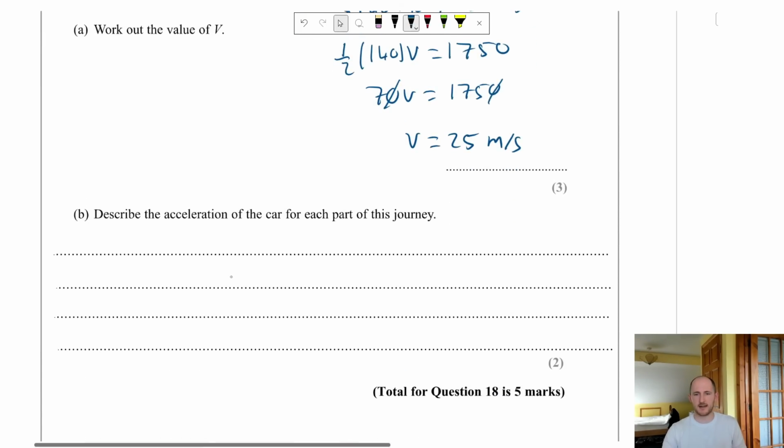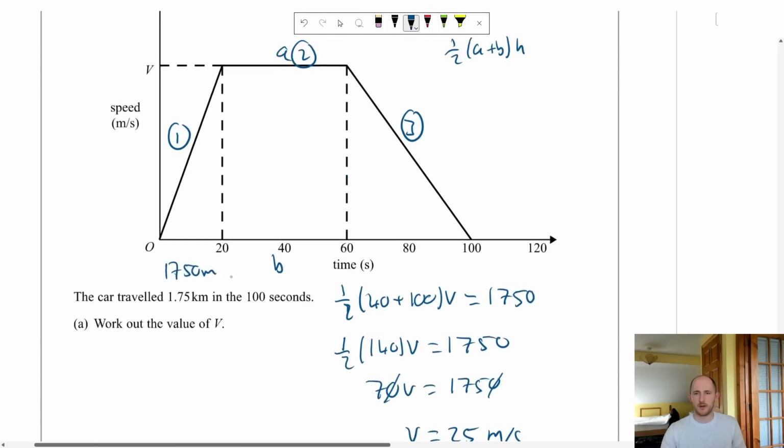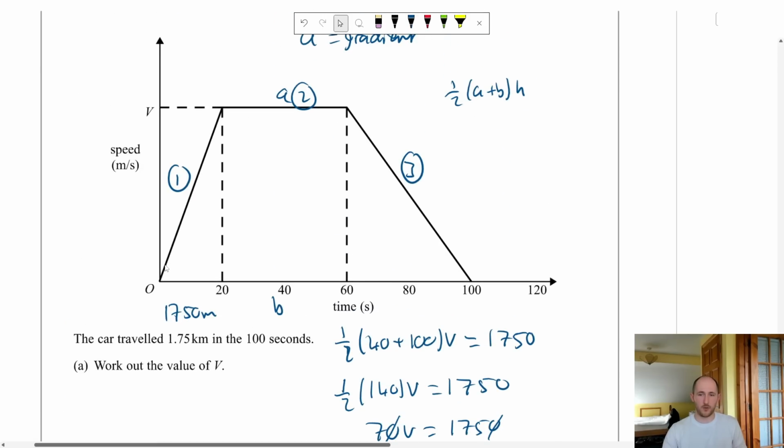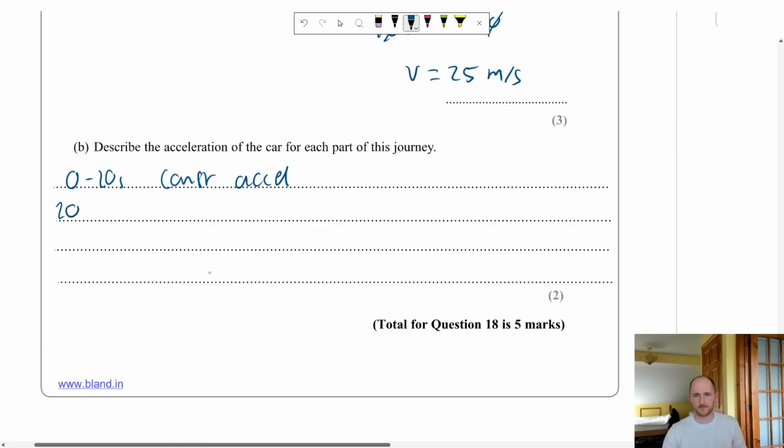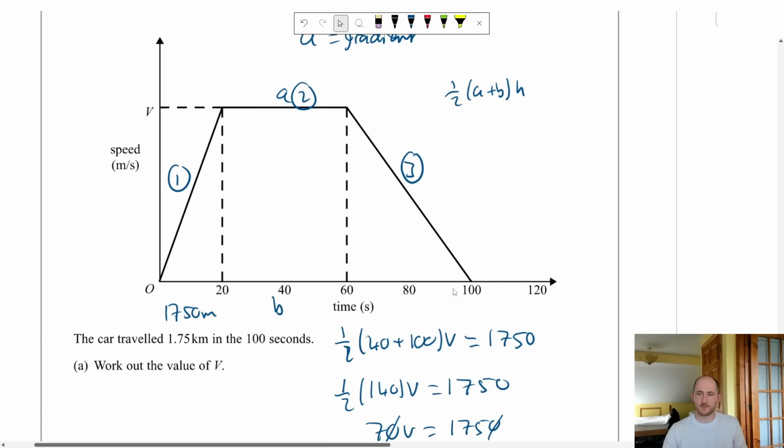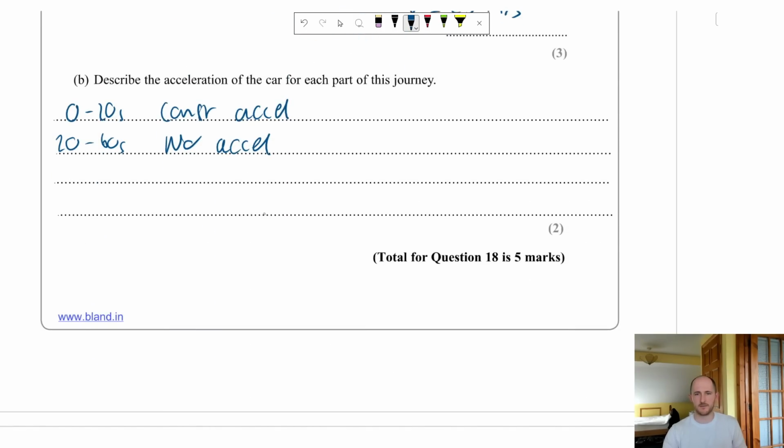So from 0 to 20 seconds, we have constant acceleration, right? Because it's a straight line going upwards, there's a positive gradient. This flat part from 20 to 60 is no acceleration. Why? Because there's no gradient. And then from 60 to 100 is a constant deceleration. There you have it. Not bad.